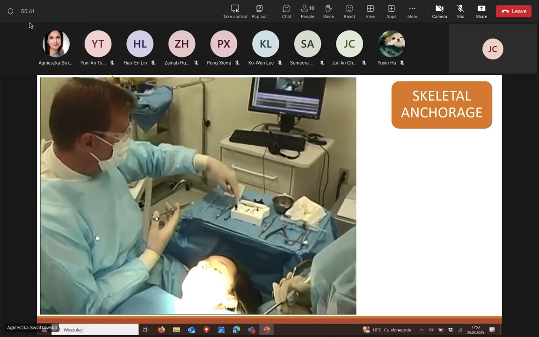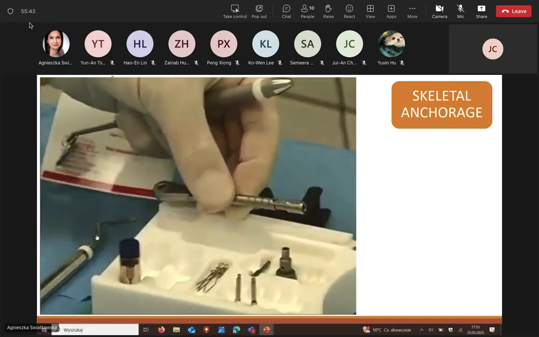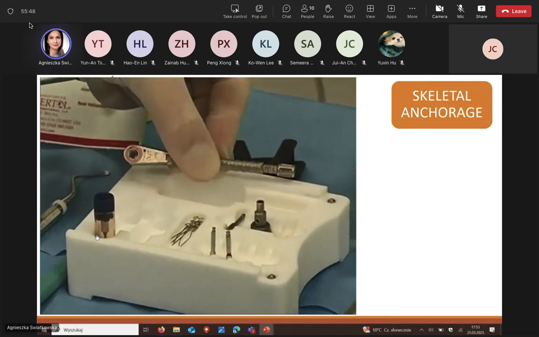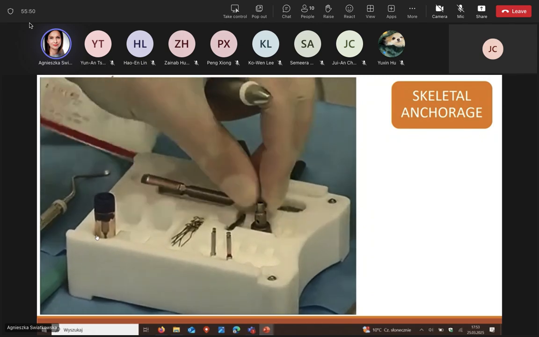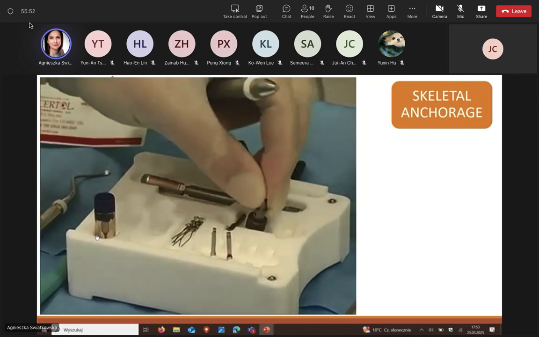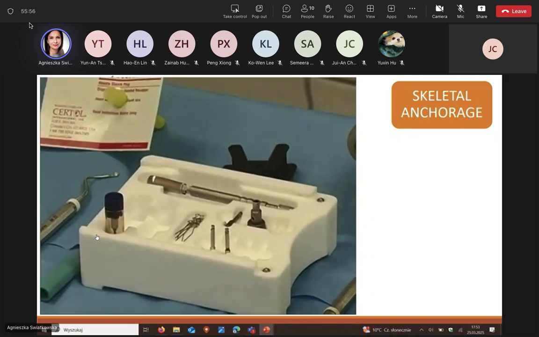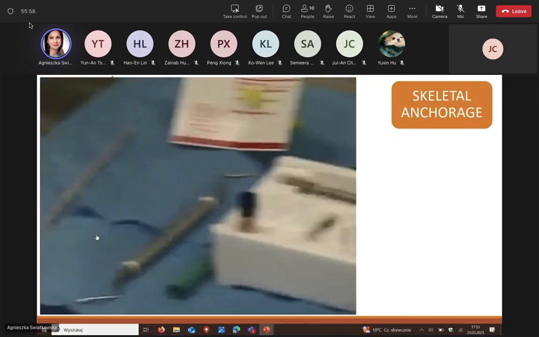One test and who's resting? This is first, here you can see the first pair of implants. We don't use so many instruments to insert it nowadays.